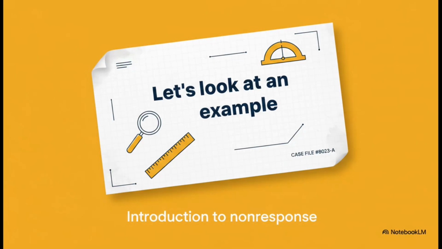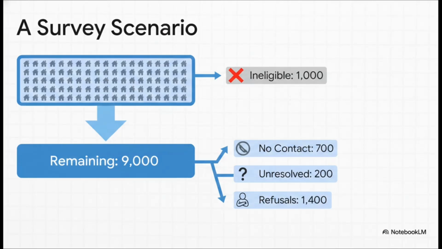To really get a feel for how big this problem can be, let's move away from the abstract and look at a real-world scenario. Because numbers have a funny way of making the stakes crystal clear. So imagine we set out to survey 10,000 households. Right off the bat, we find 1,000 of them are ineligible. Maybe they're vacant lots or businesses that shouldn't have been on our list. So out of the 9,000 that are left, we just can't get in touch with 700 of them. For another 200, we can't even figure out if they're eligible. And then a full 1,400 households just straight up refuse to participate. Every single one of these is a different path to the same problem, missing data.